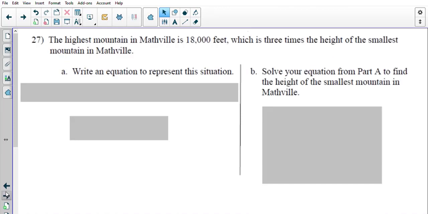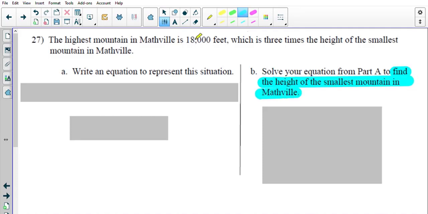All right, let's move right along to number 27. The highest mountain in Mathville, we see Mathville a lot, Mrs. Garcia is not very creative, is 18,000 feet, which is 3 times the height of the smallest mountain in Mathville. A, write an equation to represent the situation. B, solve your equation from part A to find the height of the smallest mountain in Mathville. So again, for this question, we're trying to find the height of the smallest mountain in Mathville. So let's start by defining a variable for that.